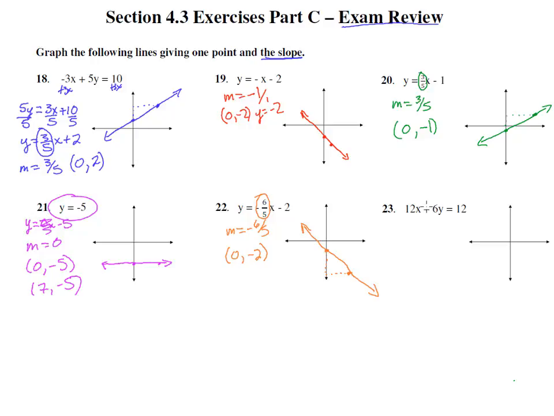And the final one, number 23. Y is not by itself, so we need to get it there. So subtract 12x from both sides, subtract 12x. So we have -6y equals -12x. Let's put the x guy first, plus a 12. Then divide by a -6, and we get y equals 2x minus 2. Is that positive 12 divided by a -6 is a minus 2. Now it's where we can look at it. There's our slope. M is positive 2. And a good point is 0, -2.